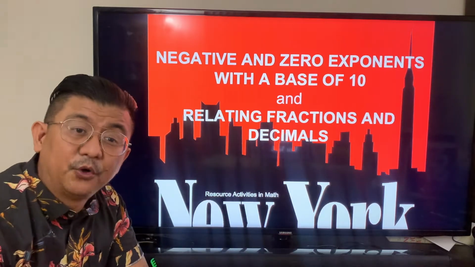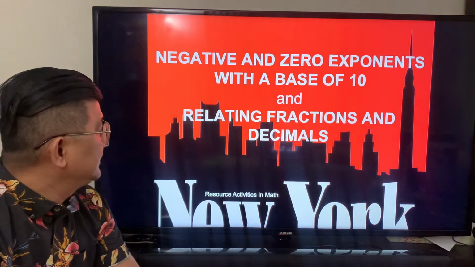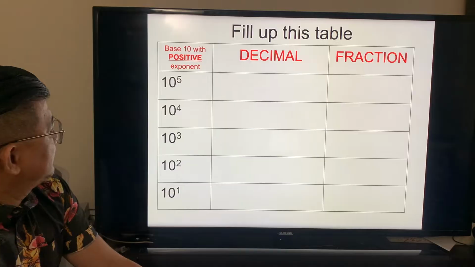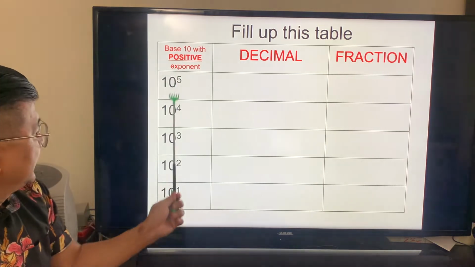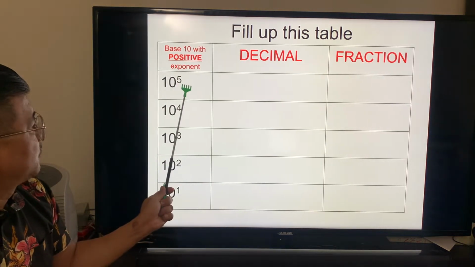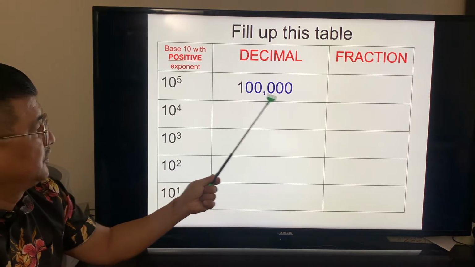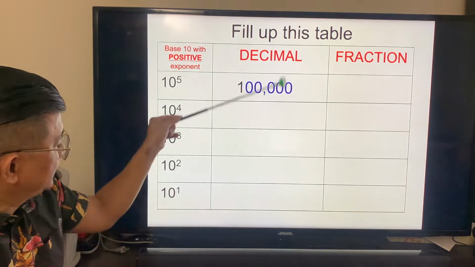Negative and zero exponents with a base of 10 and relating fractions and decimals. Same thing with exponents. We've been studying exponents. 10 to the 5th, we know that's what? 1 followed by 5 zeros, right? Let's fill out this chart first.